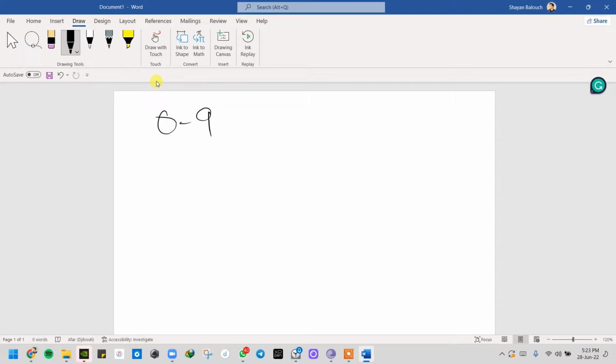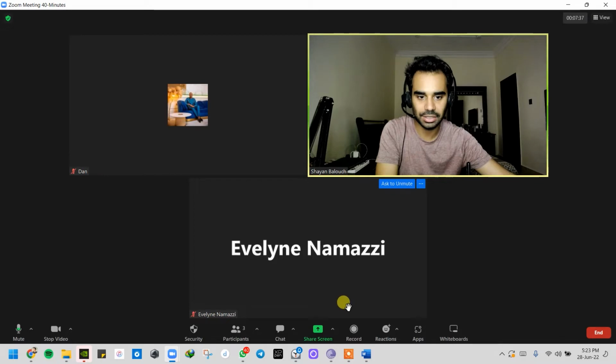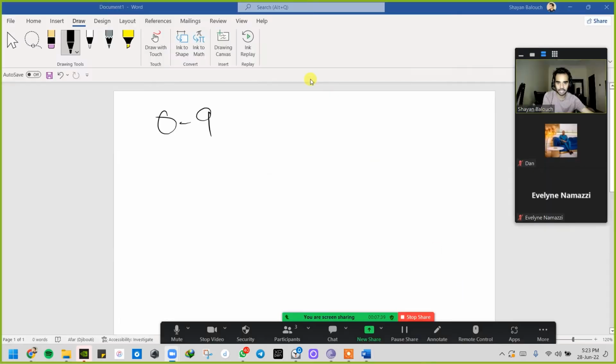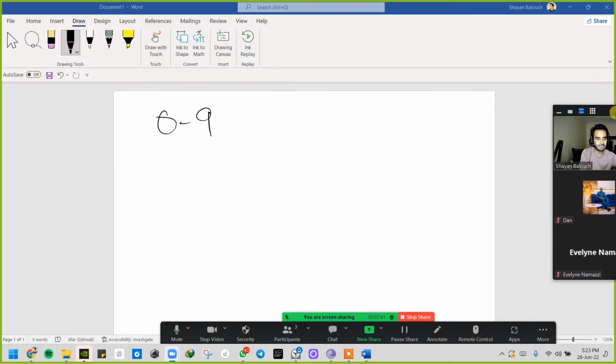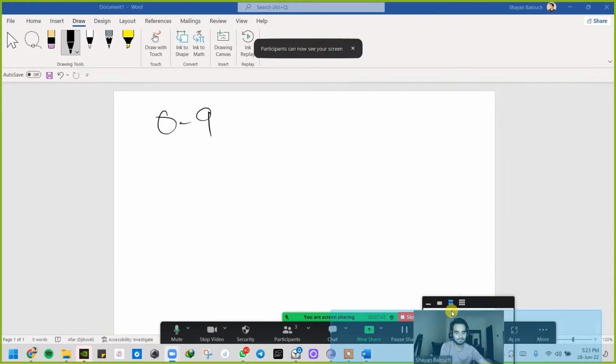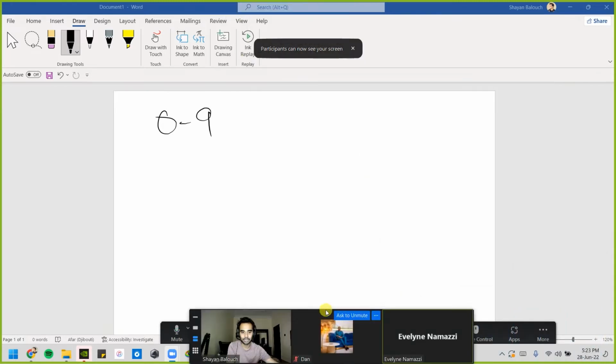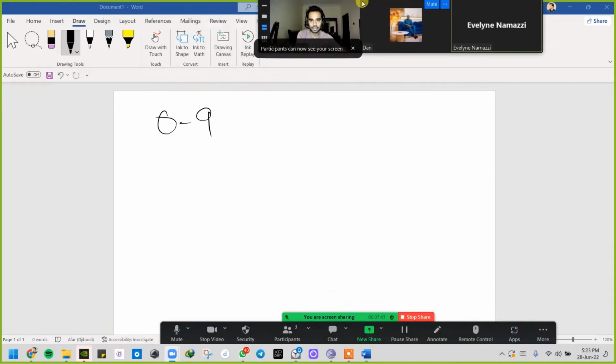I hope you guys can see my screen. No, wait, I haven't shared my screen yet. Let me share my screen with you. Sorry for that. So yes, please give me confirmation. Can you guys see my screen? Yes, I can see your screen. Okay, perfect. You guys can see my screen.